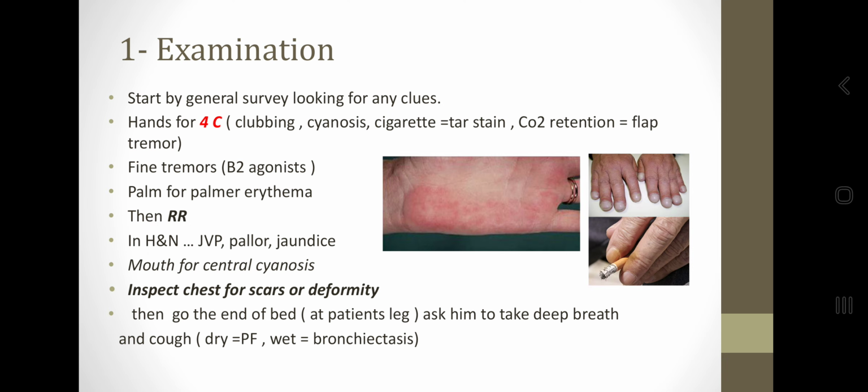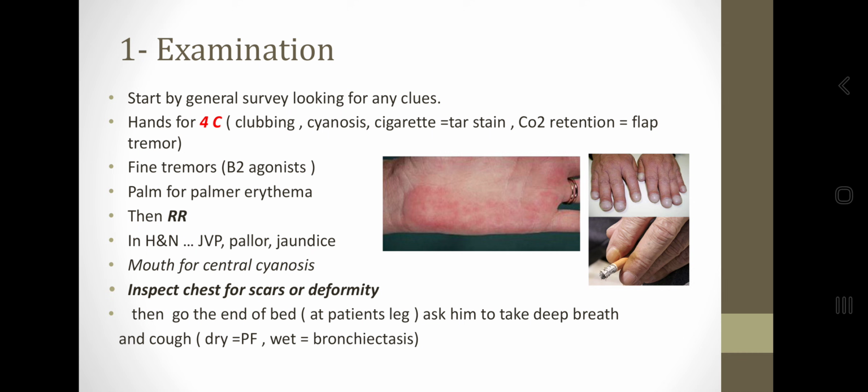First of all, in examination, you will enter the room, greeting the patient and the examiner, go to the wall and wash your hand. Then start with a general survey for about 30 seconds, looking for any clue. Then start with the hand. Any clue like sputum pot, oxygen cylinder, tissues may also indicate there is productive cough.